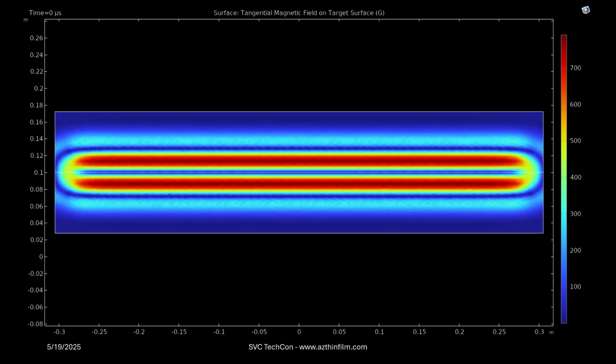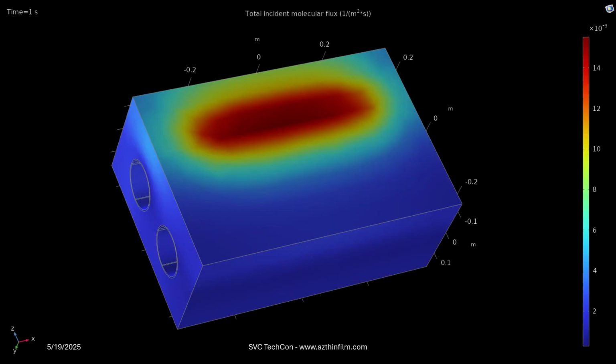If we unwrap the target surface and look at the tangential magnetic fields, we can see that the uniformity of the magnetic field is basically perfect along the straightaway, and then it drops down some at the turnarounds. If we take the molecular flow from the intensity of that magnetic field and project that onto the surface of the substrate, we get the corresponding deposition profile, which would be a static deposition profile on a non-moving substrate.